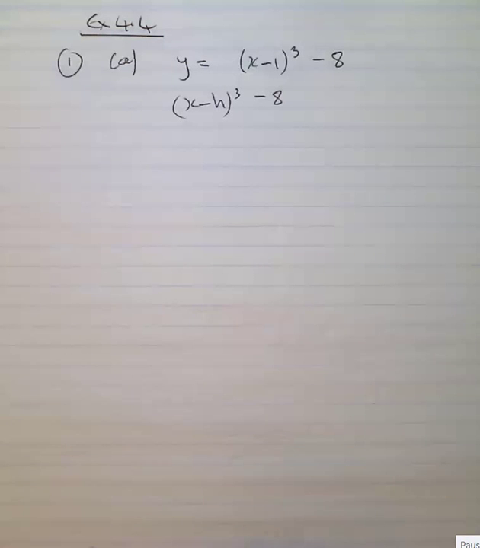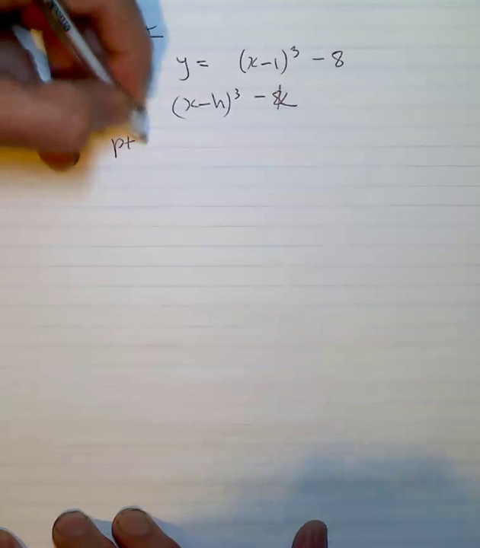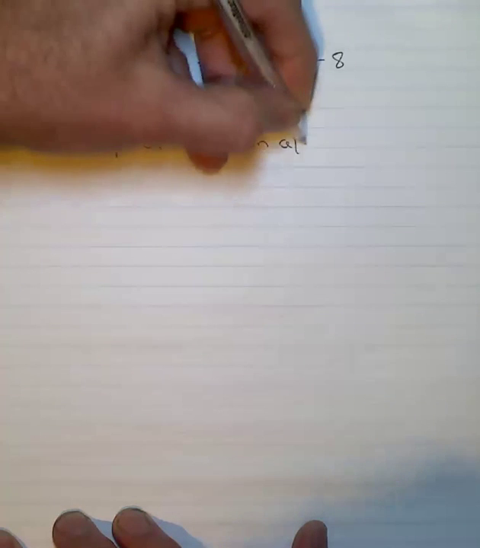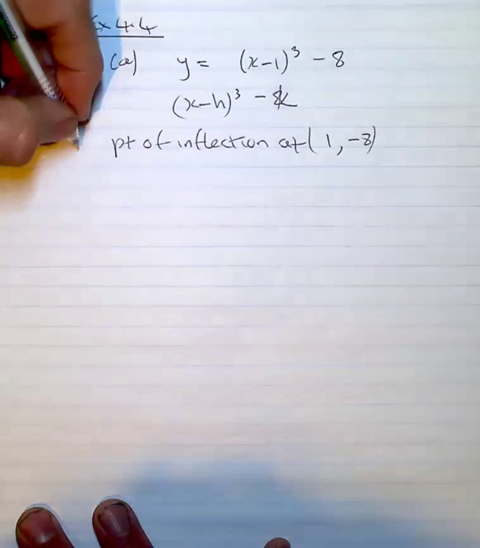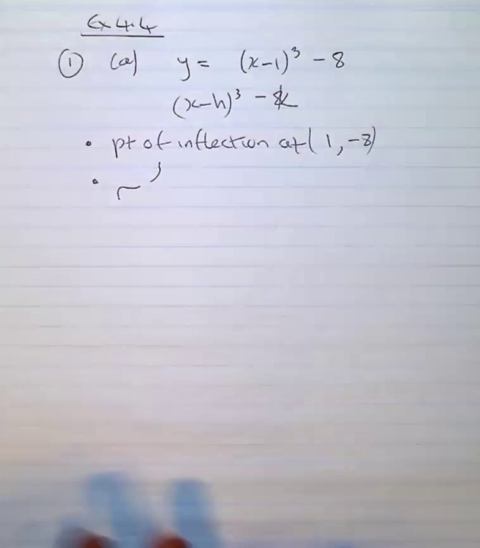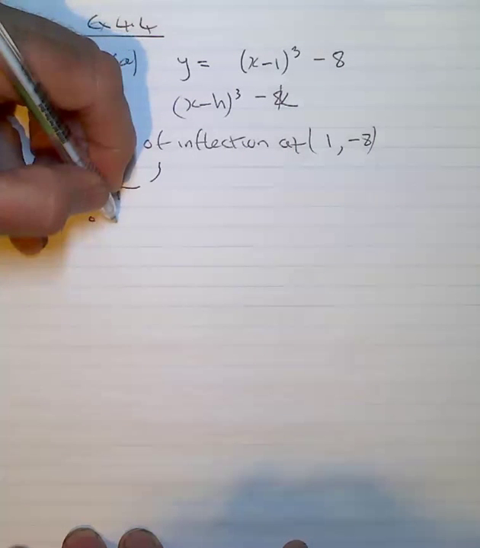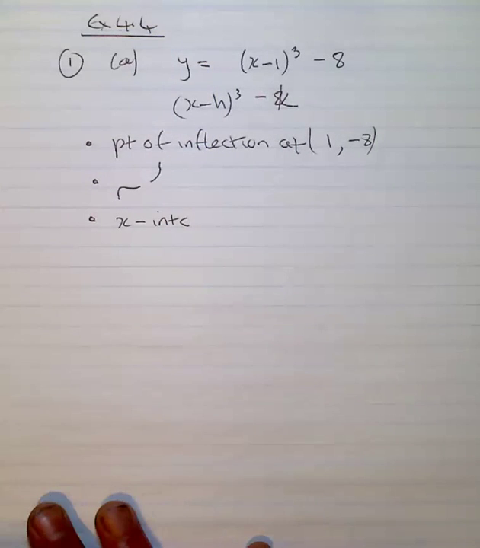In question number 1, these problems take the form of being written in the point of inflection form, so h and k. The point of inflection is at (1, -8). We know the general shape is going to be heading uphill because it's a positive. What I have to now do is to find the x-intercept and then the y-intercept.